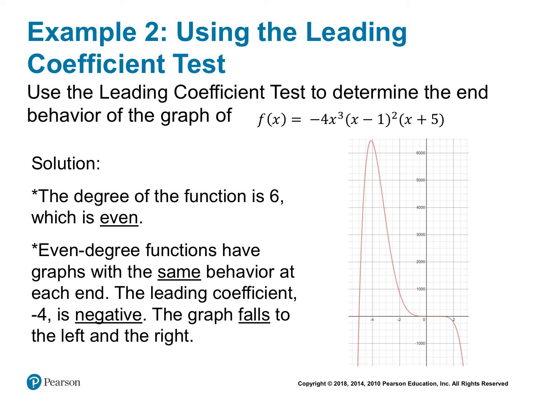Okay, so here is what the graph ended up looking like, and we said that the degree is a 6, which is even, and it's either going to rise or fall on both ends. So the leading coefficient we said was negative 4, which was negative, so you can see that it falls on both ends.